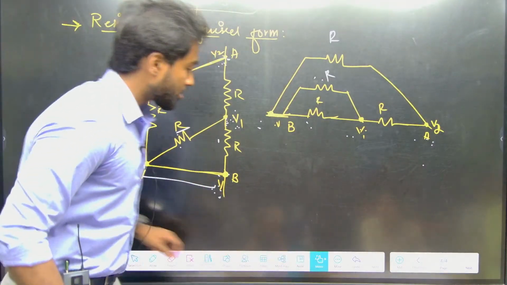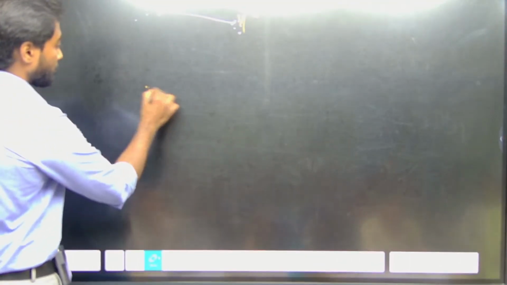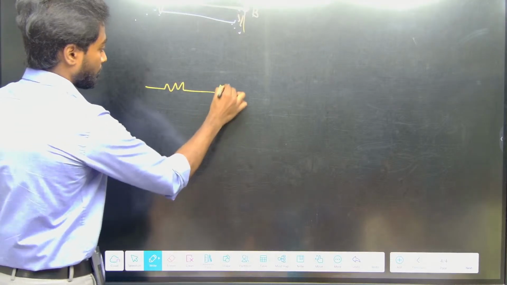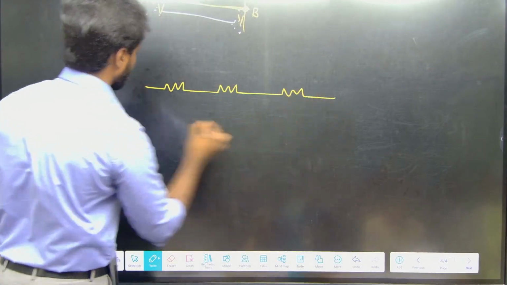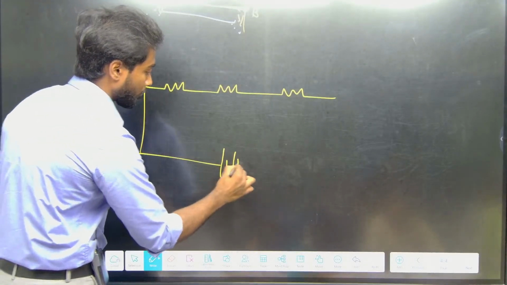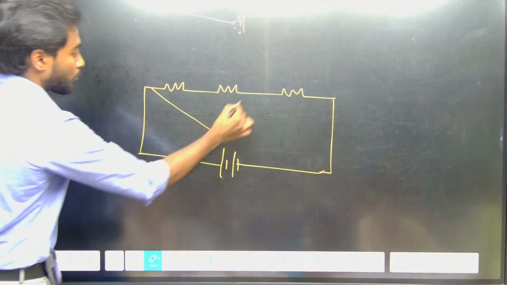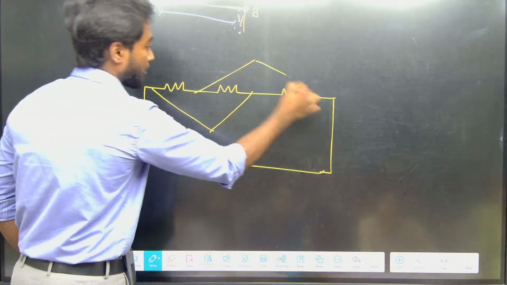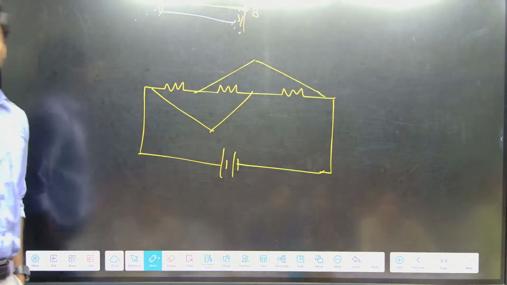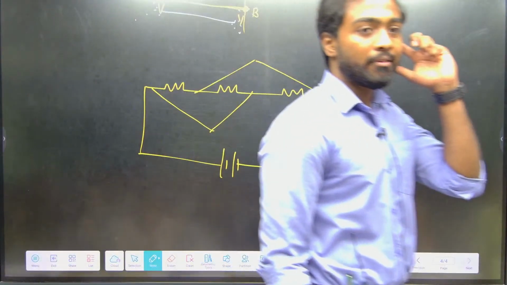The next question is in the disguised form. So there are 3 resistors. They have been connected with a battery. Now there is a wire in between these two, and there is a wire in between these two. Okay. Now I need to find the equivalent resistance.